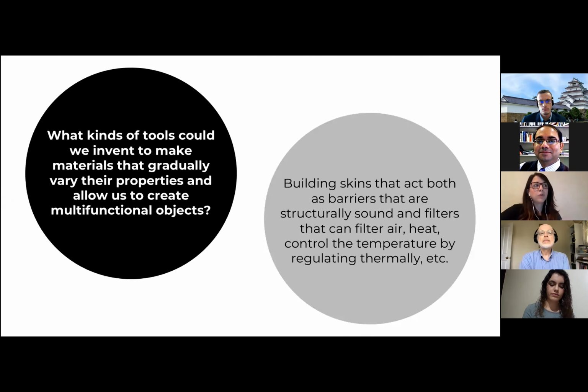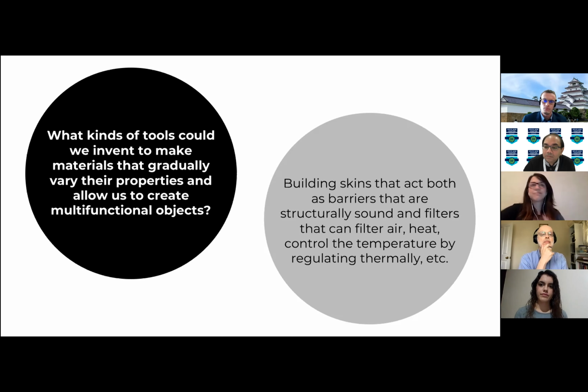So the goal, of course, is that in the natural world you find material systems that vary their properties gradually from stiff to soft, maybe from opaque to transparent, from strong to very strong, or many other options. But we are able nowadays to invent and fabricate materials that vary their properties gradually and allow us to create multifunctional objects. For example, building skins that act both as barriers and as filters. They can filter air, heat, as I said, control temperature, any others, depending on where we are in the world.